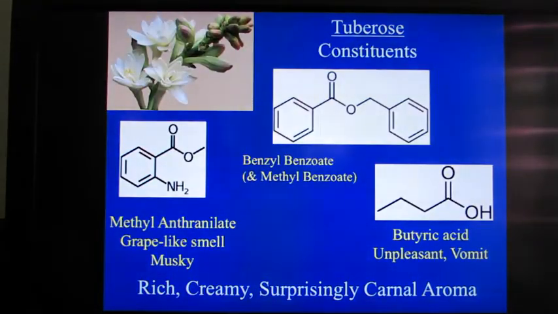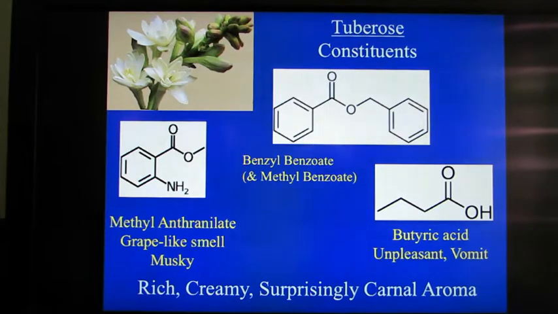And here's some of the constituents. Again, a different array I've shown here. The benzyl benzoate shown at the top, and the methyl would just be substituting an aromatic ring with the methyl group to give the methyl benzoate. And these aromas, the benzyl benzoate is a floral, spicy, aromatic aroma, whereas the methyl benzoate is a little more fruity, but still aromatic. On the left is methyl anthranilate, and you can see here again a nitrogen compound attached. It's an ester group also. It has a grape-like smell, and it's musky.